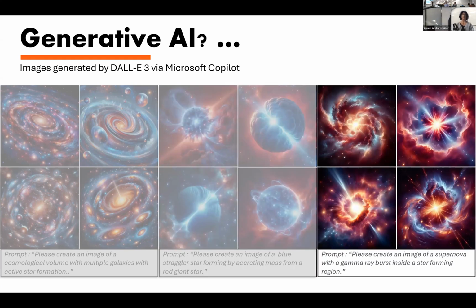And then the last one here, please create an image of a supernova with a gamma ray burst inside a star forming region. So similar to the one that we did before. Some of these are actually pretty interesting. The gas is kind of fun, and I like some of these ideas of the rays of light coming out. But we're not there yet with generative AI. So, I don't recommend you just going there and using that for your press releases.